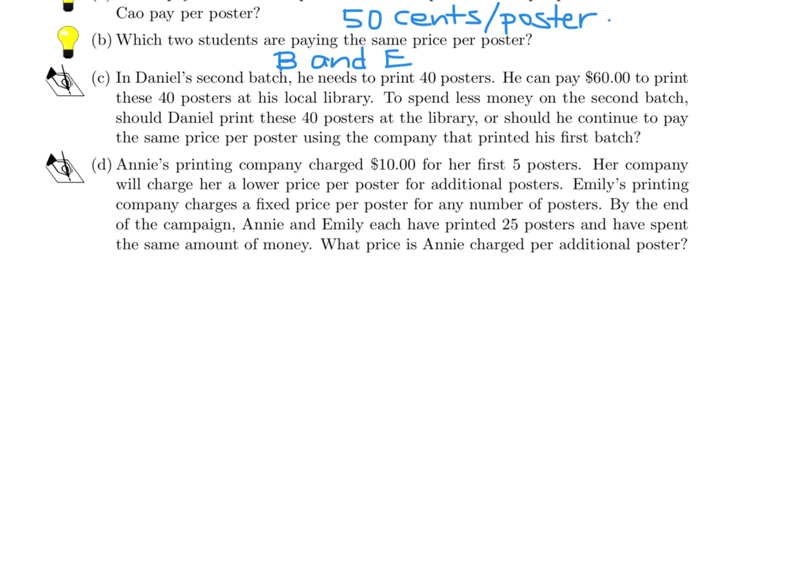In Daniel's second batch, he needs to print 40 posters. He can pay $60 to print these 40 posters at his local library. To spend less money on the second batch, should Daniel print these 40 posters at the library, or should he continue to pay the same price per poster using the company that printed his first batch? All right. So the first batch, according to the graph, it was 16 over 10, right? So that's $1.60 per poster.